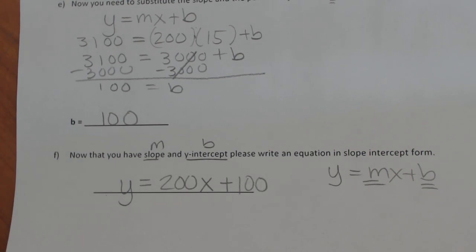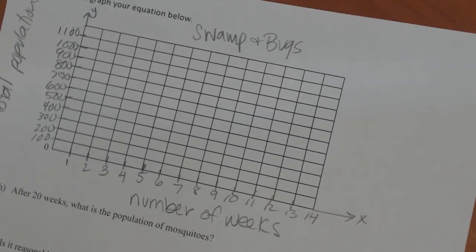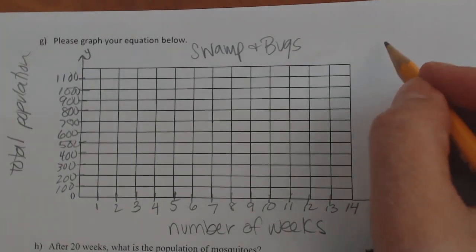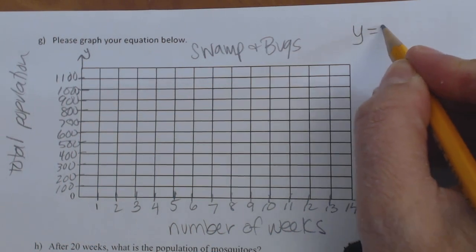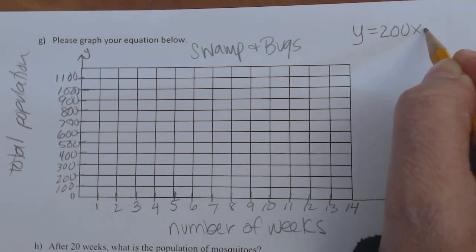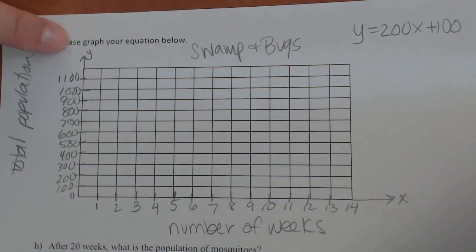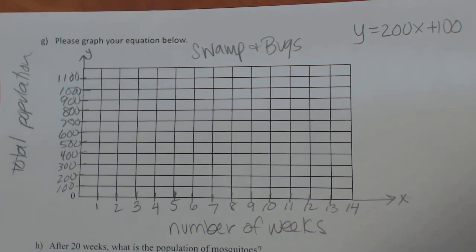Okay, we're going to be using this. So if you flip your paper over, you're going to see that there's going to be a graph. And what I'm going to do is I am going to actually write down my equation up here. Y equals 200x plus 100. Because we're going to be using that equation to graph it. Please graph your equation below.